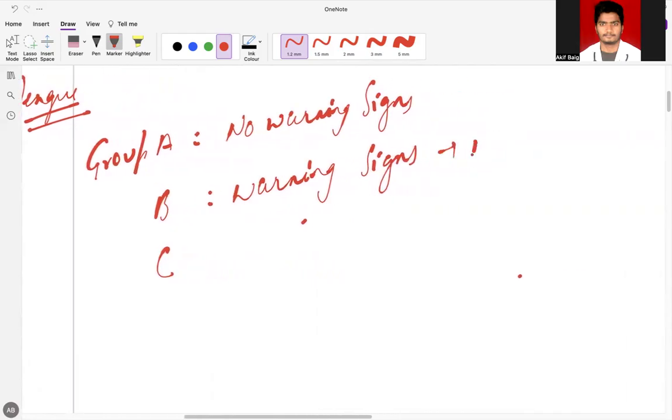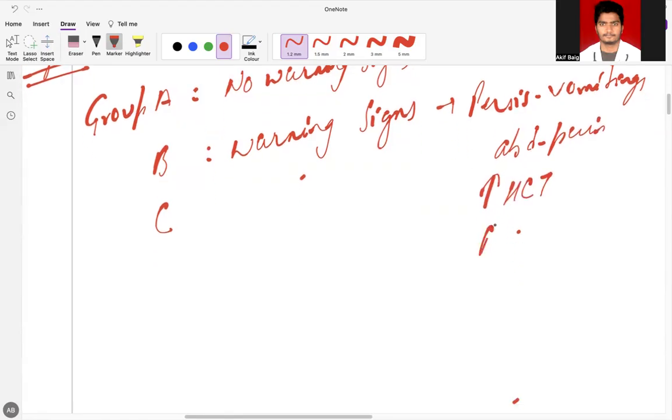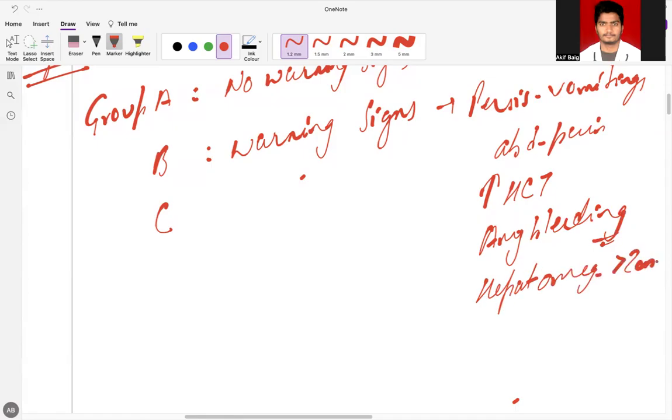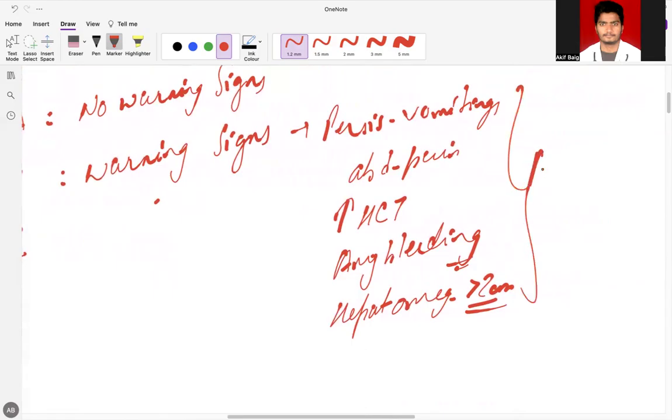Warning signs are like persistent vomiting, abdomen pain, rapidly rising hematocrit, any bleeding from any site like epistaxis or melena, and hepatomegaly of more than 2 centimeters. All these things come under the warning signs. Suppose these warning signs are there, the patients need to be admitted and managed.